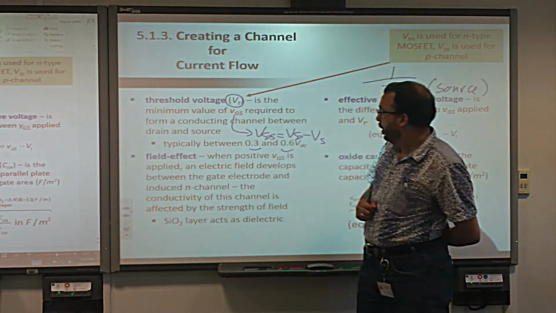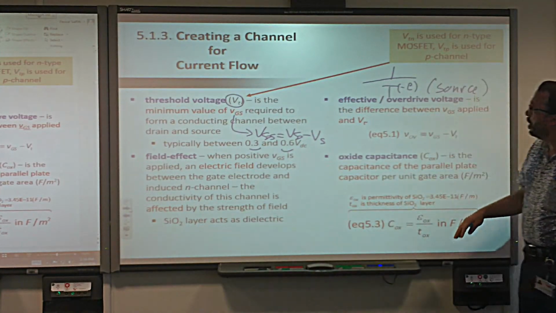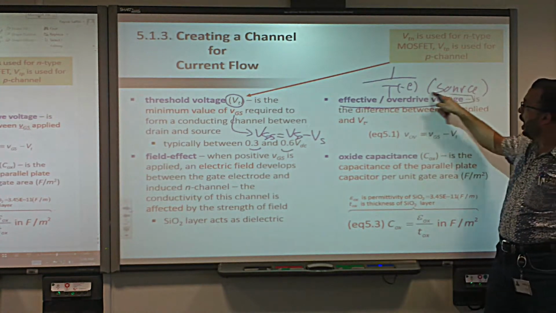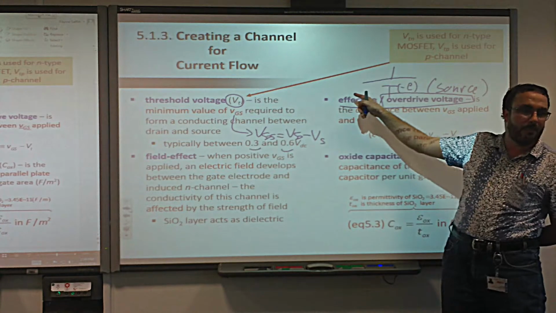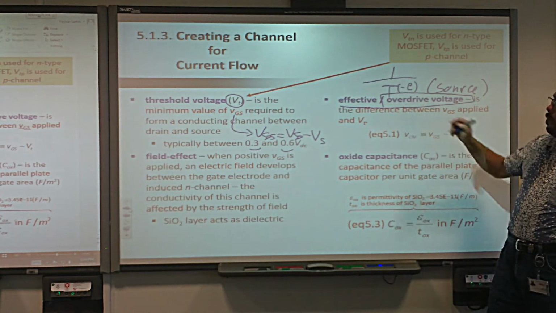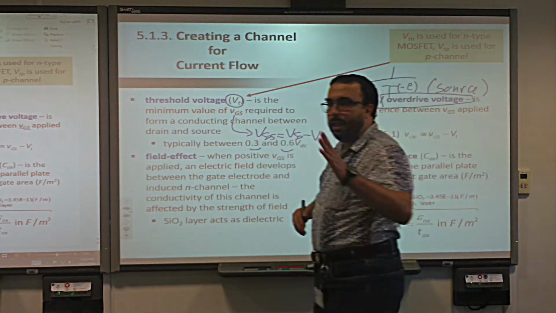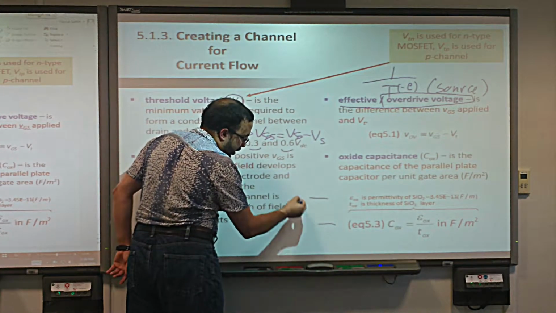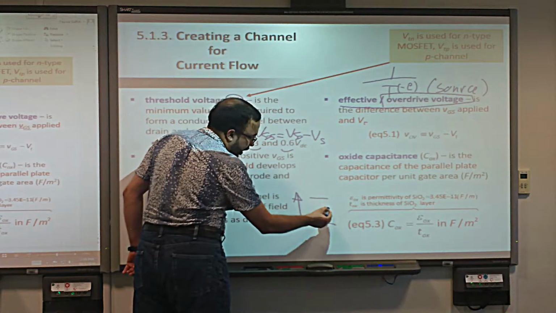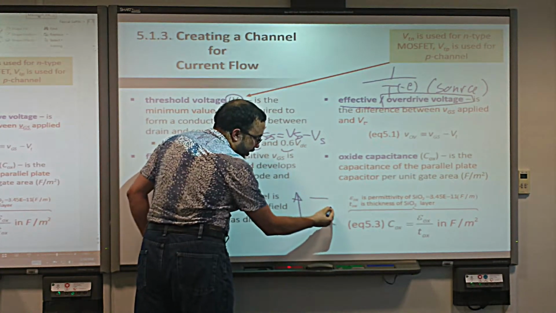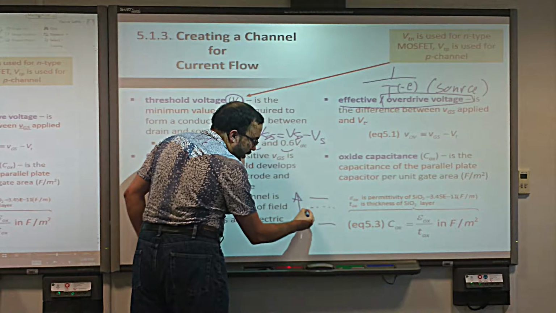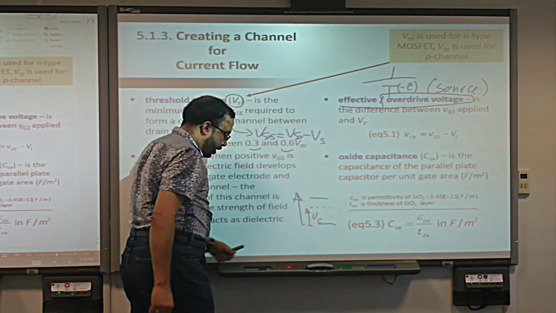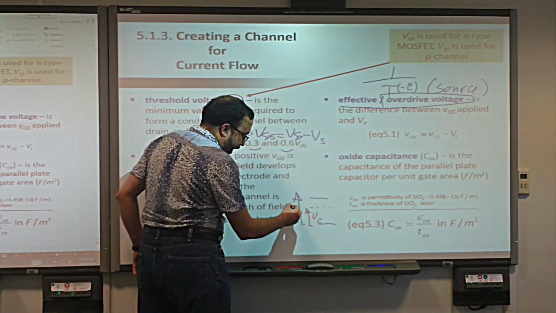Okay. Field effect, I'm not going to talk about that; we discussed it. Now, the other parameter that is really important is the overdrive voltage. We don't use effective voltage much. We use the word overdrive. And what is the overdrive? Let's say this is VGS, and let's say this is VT. VT also is with respect to the ground, which is S.